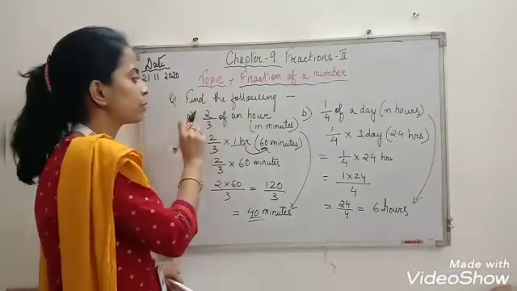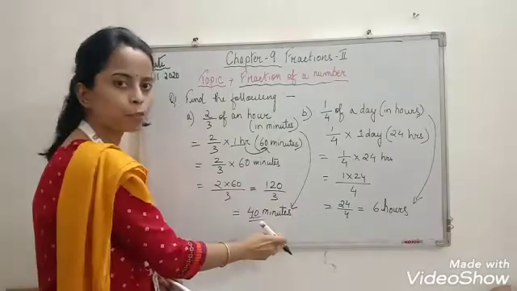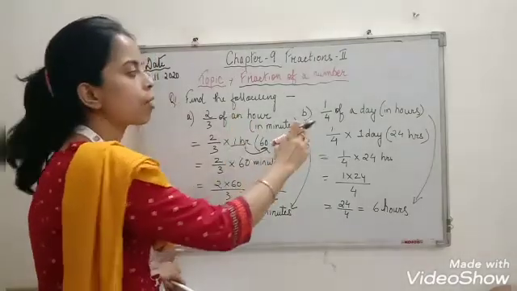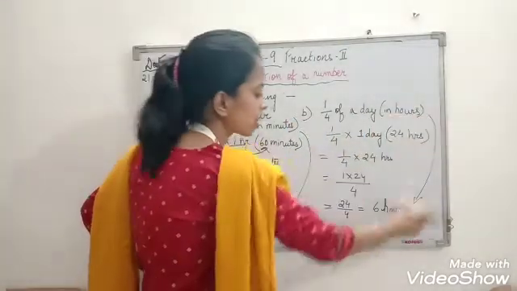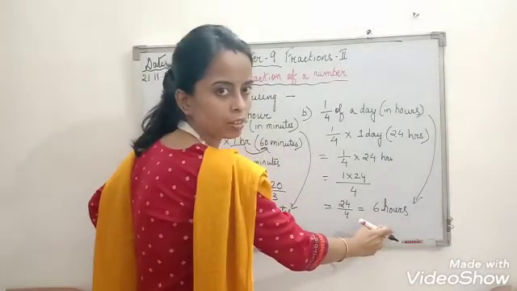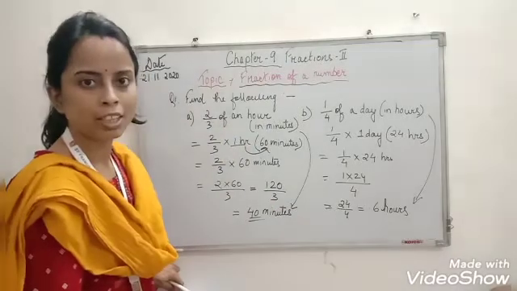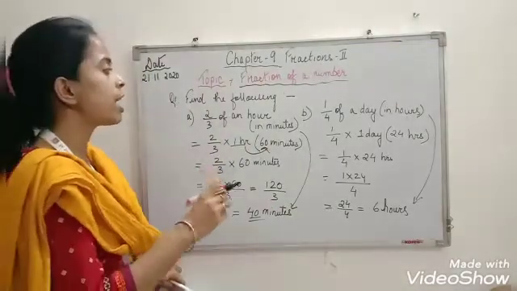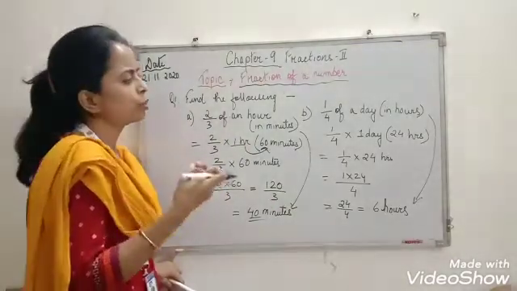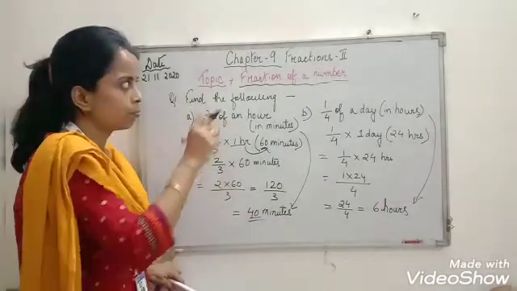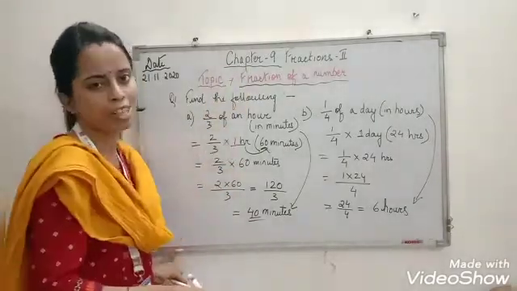Got it, children? 2/3 of an hour, we got it how much? 40 minutes. 1/4 of a day in hours equals 6 hours. Okay, 1/4 of a day in hours equals how much? 6 hours. Yeah, children? Now we will take 2 word problems, which are based on fraction of a number.